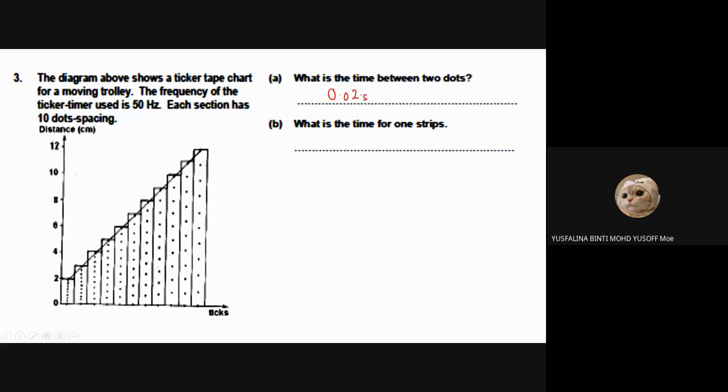So what is the time taken for one strip? 0.2. Very good. So you just count 1, 2, 3, 4, 5, 6, 7, 8, 9, 10. So the time for one strip is 10 ticks times 0.02. You will get 0.2 second for one strip here. Sorry, 0.2. For between two ticks it is 0.02. Good.